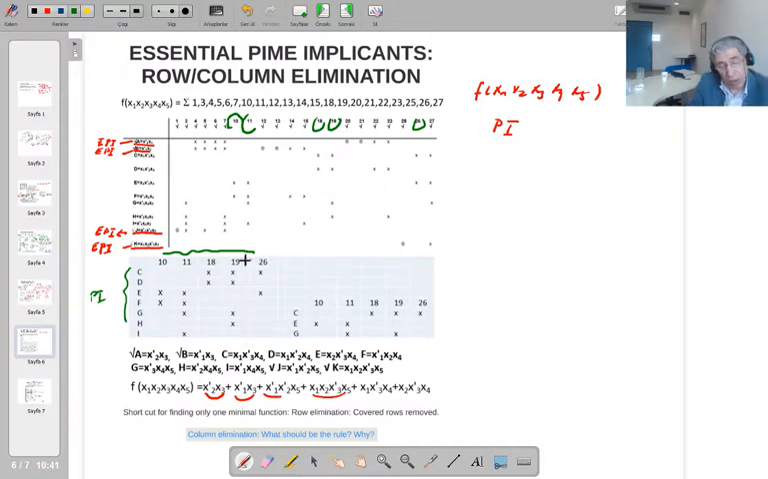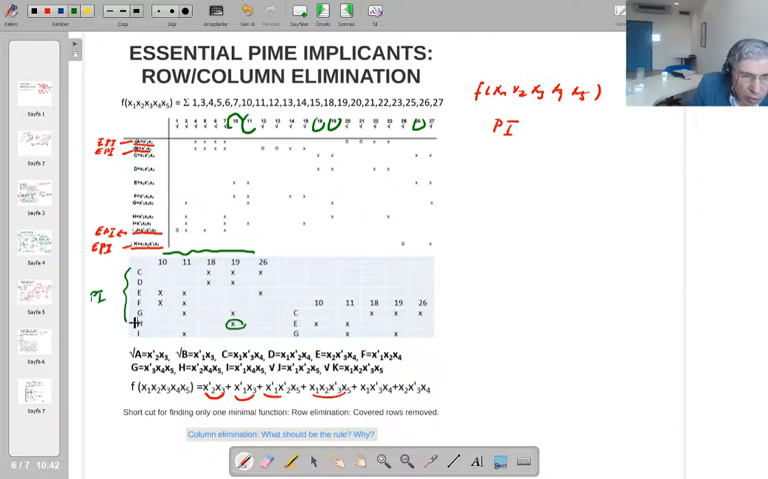The way is the fast way. The previous one was a systematic way of finding it. Now this is a faster way. The rule for this faster way is: if a row covers another row, the covered row should be removed. This means covered prime implicants should be removed. Look at G here and H here. H has a 1 in here, so this G row covers this H row.